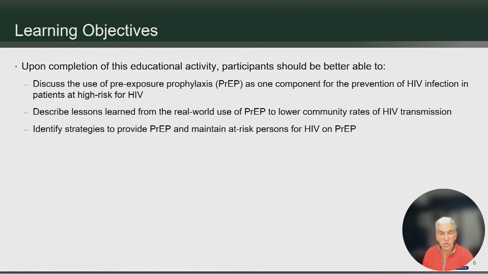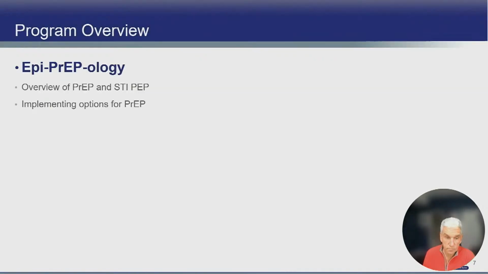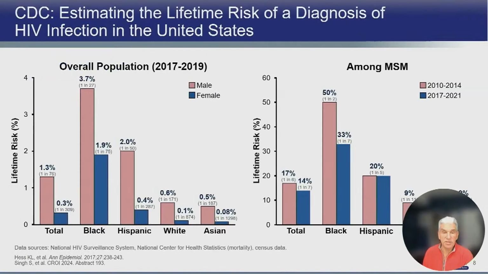The learning objectives are: one, to discuss the use of PrEP as a component for prevention; two, to describe lessons learned from real-world use of PrEP to lower community rates of HIV transmission; and three, to identify strategies to provide PrEP for people at risk. Let's look at some of the epidemiology.